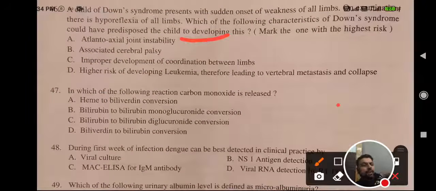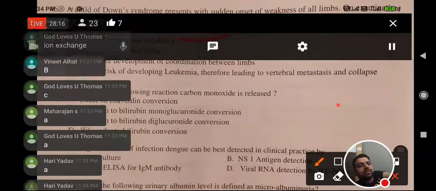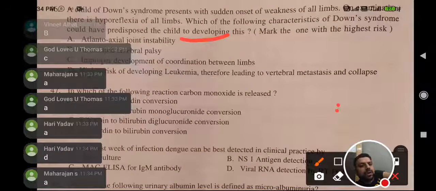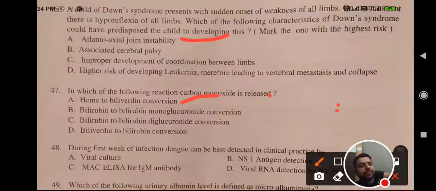Now, in which of the following reactions is carbon monoxide released? Heme to biliverdin conversion. Which one? Options are in front of you. Try to answer in the comment box. The answer is heme to biliverdin conversion. Okay.